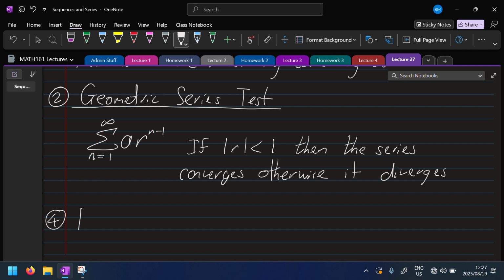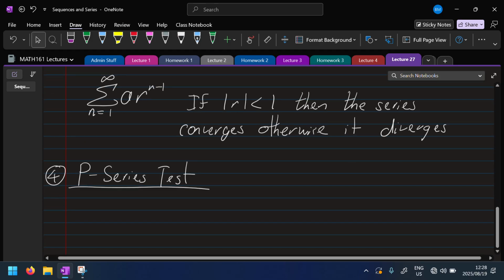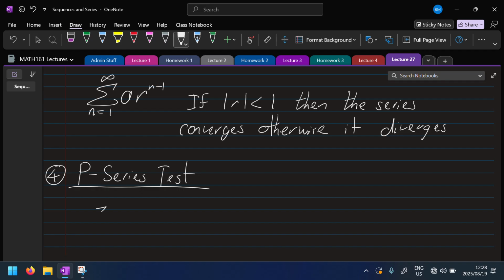Okay, number 4, the p-series test. So we did cover this when we did the improper integrals. We had the p-series test for integrals, the integral of 1 over x to the p from 1 to infinity. So we have a very similar one for series. So we have the sum, n goes from 1 to infinity, of 1 over n to the p.